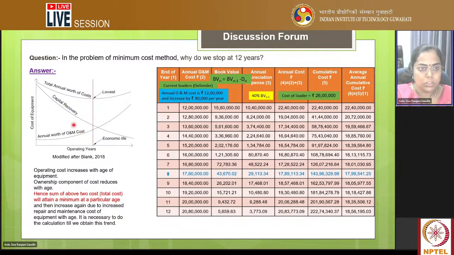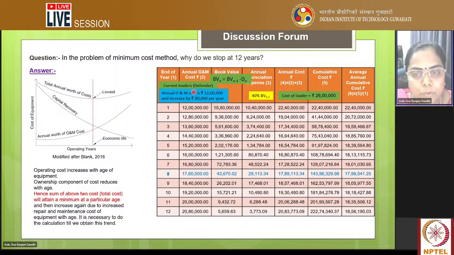Now we'll add both. The total curve keeps decreasing, reaches the minimum value at a particular point, then again it starts increasing. Why does it start increasing again? Because of the significant increase in the repair and the breakdown of the machines. With the age of the machine, the operating cost will increase. So beyond this minimum point, I can see that it is significantly increasing. So this is the reason.